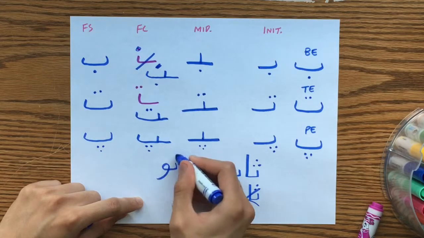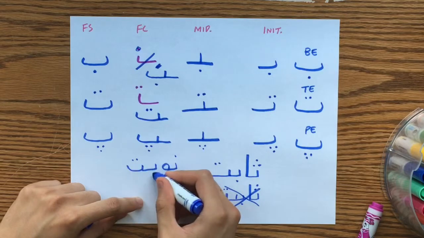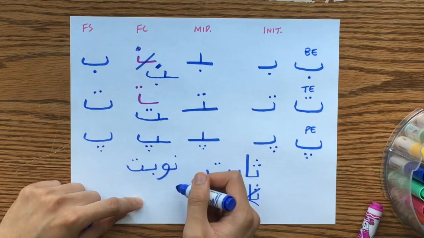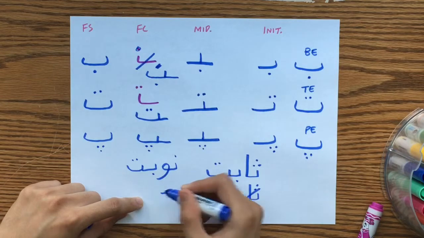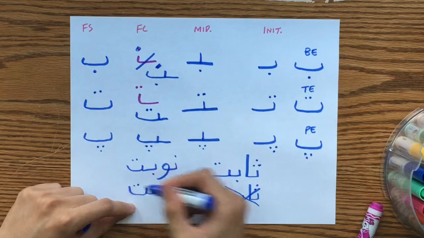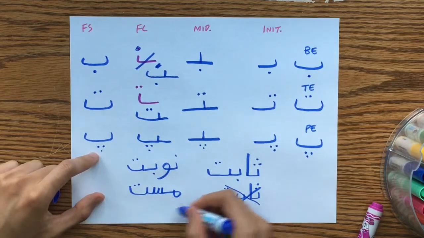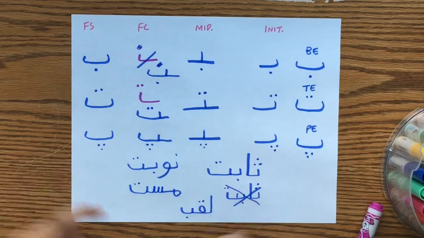Another example, the word nobat, which means turn. Like if you're playing a game and you can say nobate mane, it's my turn. And then mast, which means drunk. And then laqab, which means nickname.